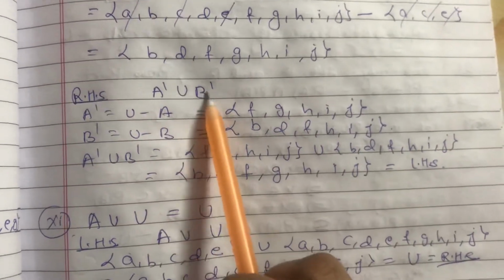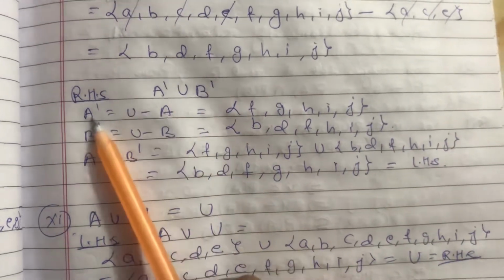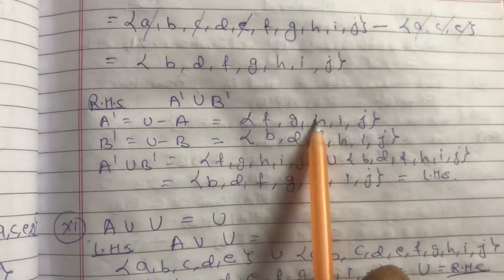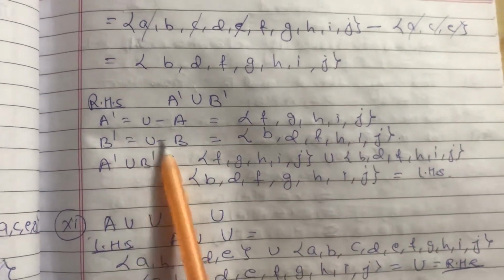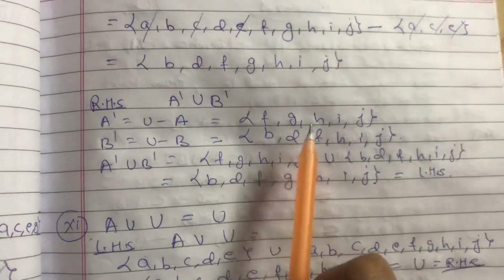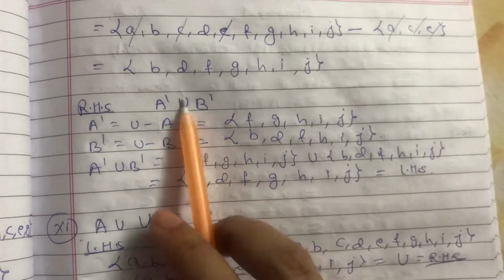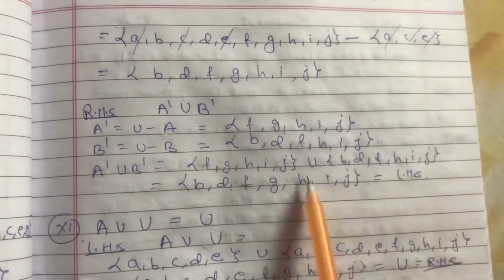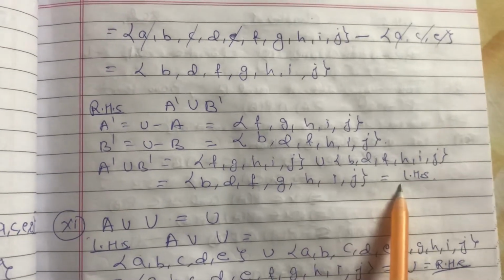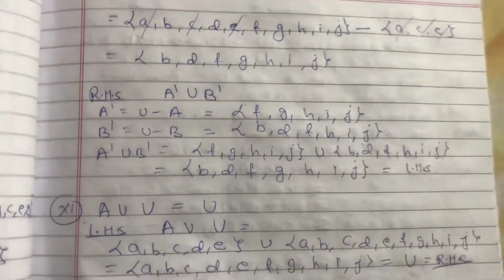Complement A union complement B means first I'll find the complement A, which is U minus A. This is the value of U minus A, and complement B means U minus B, which is the value of U minus B. So if I find the union of it, I'll list down all the elements. So if I'll write it, I'll get this, which is equal to the LHS. Therefore, this is also verified.